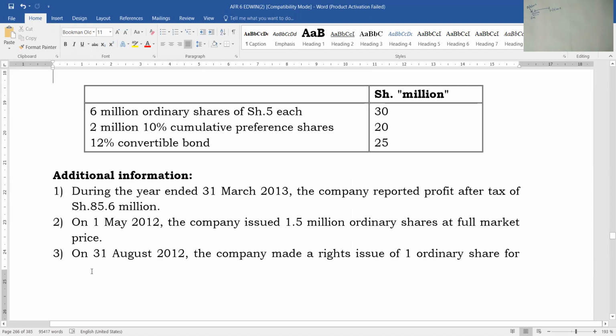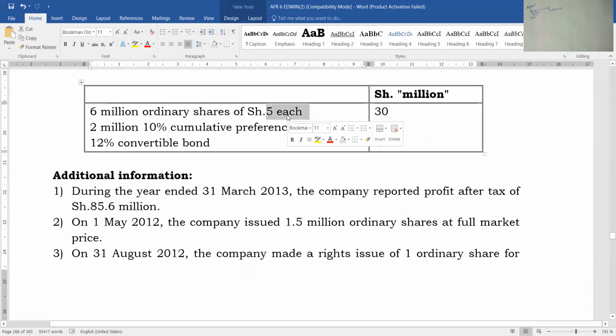Initially, by the start of the year, the ordinary shares, remember, were being issued at 5. That is the full market price, the price at which the shares were trading. So on 1st May 2012, the company issued 1.5 ordinary shares at full market price, which is okay. So we just take the 1.5 as our new issue, which occurred on 1st May 2012.